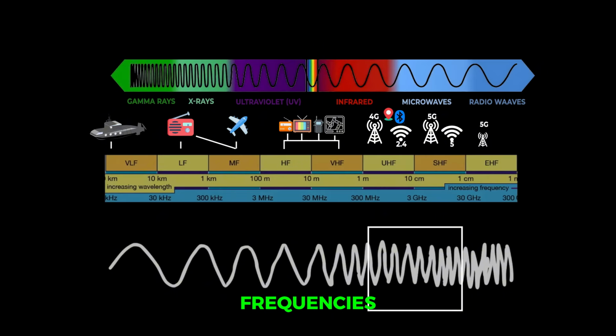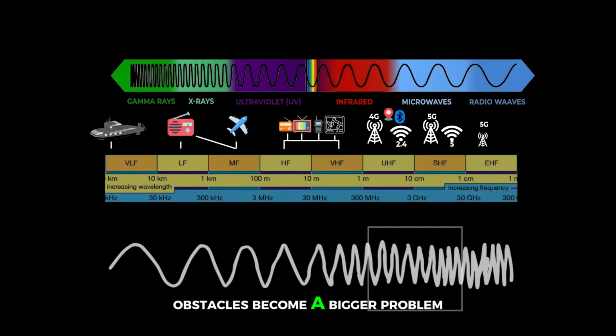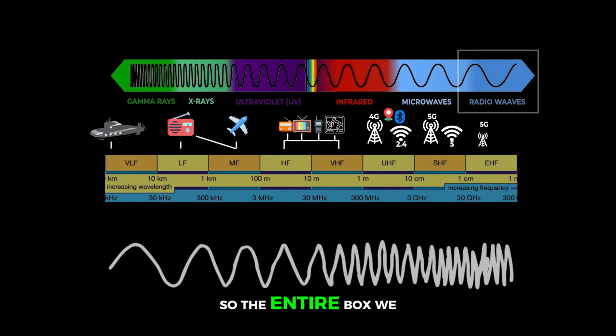But the advantage of low frequencies is that almost nothing stops them. Walls, buildings, trees, mountains. High frequencies, however, can't travel far. They get blocked easily. That's why, for example, 4G coverage is easier than 5G, because 4G uses lower frequencies with fewer obstacles. Radio's even easier to cover, but as frequencies go up, obstacles become a bigger problem. So, the entire box we zoomed into earlier, the radio wave section, that's where all this happens. Some technologies use microwaves, not very common, and others use infrared, like your TV remote.